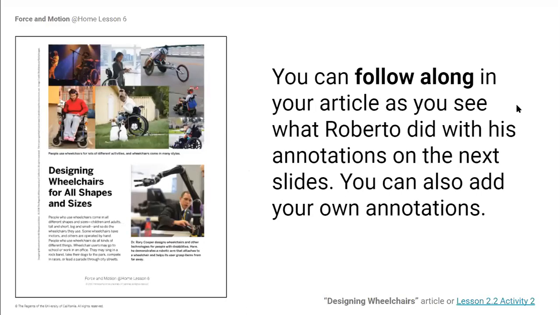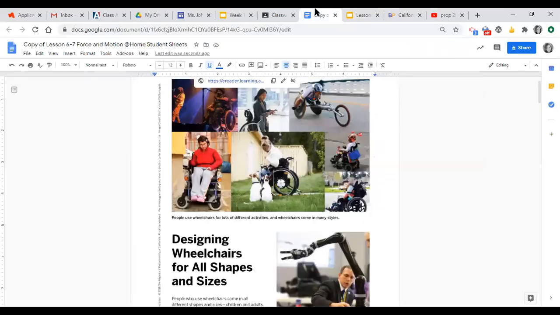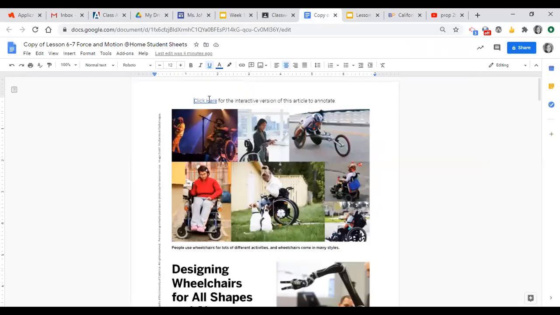Okay, so we're going to follow along. You can follow along in your article if you would like. You should have the link in your digital workbook. So I'm going to show you where to find that. You can follow along here by clicking on this link. The benefit of using this link is that this is the interactive version of the article.